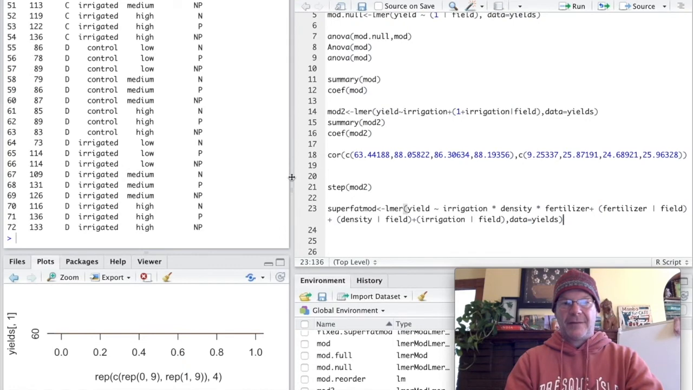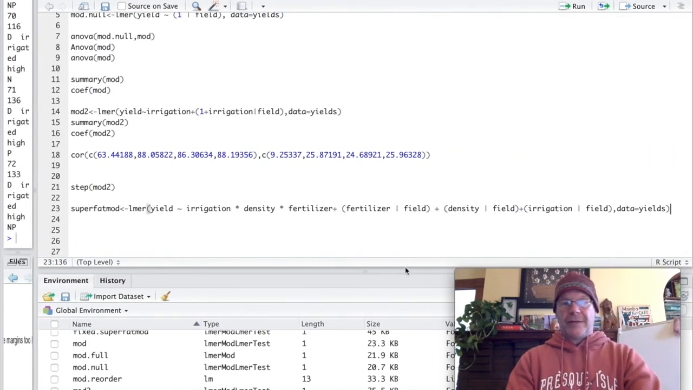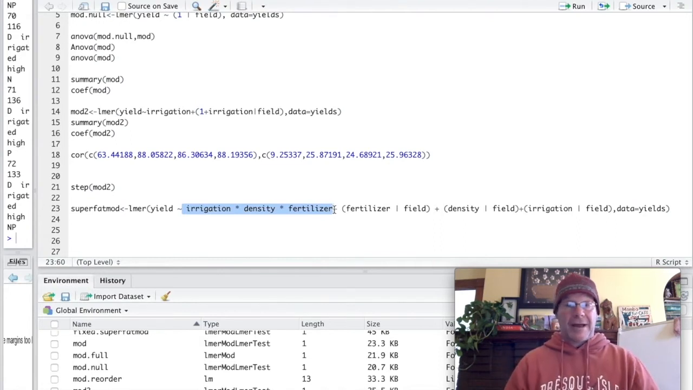There we have it. So now here's our really big, super fat model. So yield is some function of irrigation, density, and fertilizer. I'm also including those asterisks in there, which means that I'm going to allow for all the possible interactions. So the three-way interaction between irrigation, density, and fertilizer, as well as all the different two-way interactions: irrigation by density, irrigation by fertilizer, and density by fertilizer.